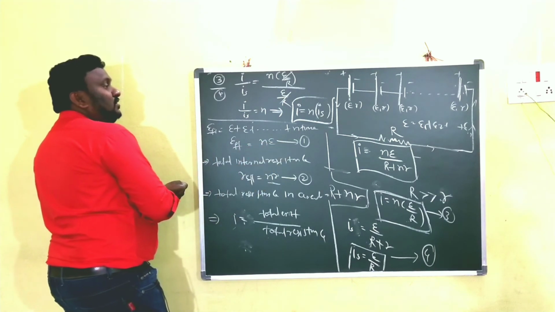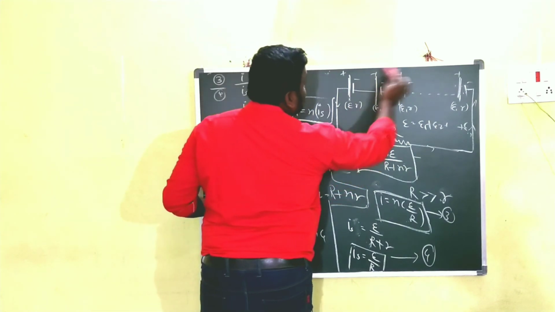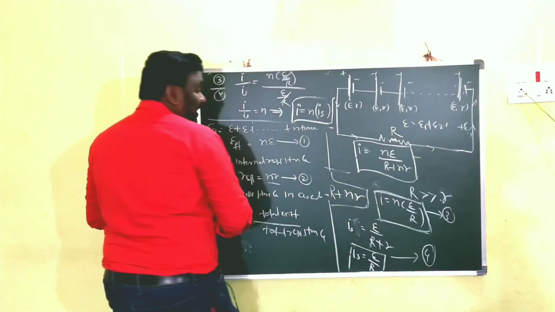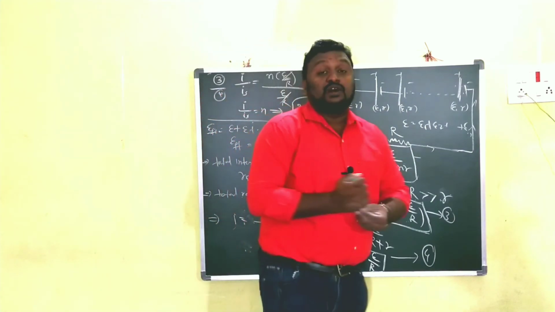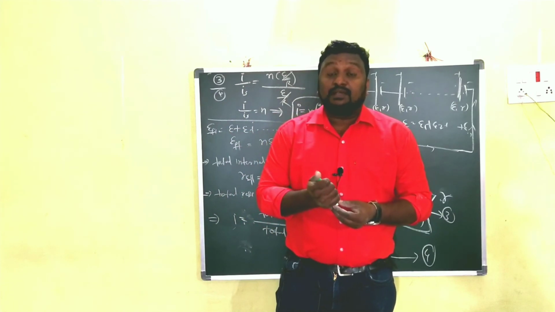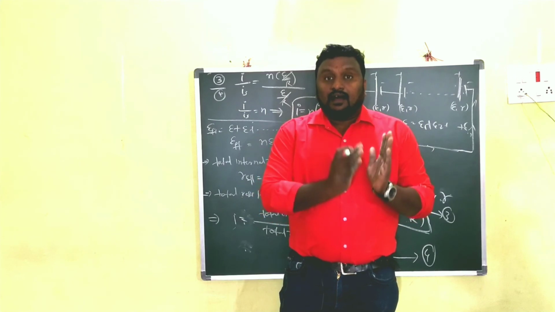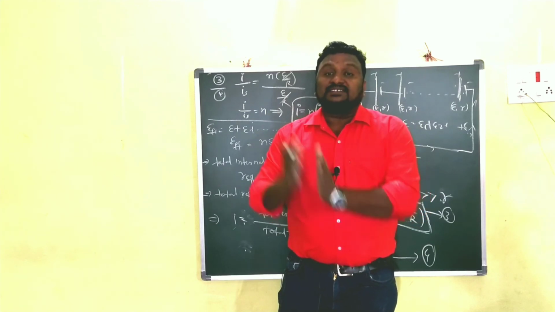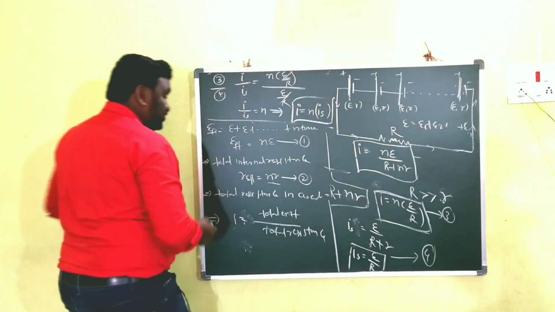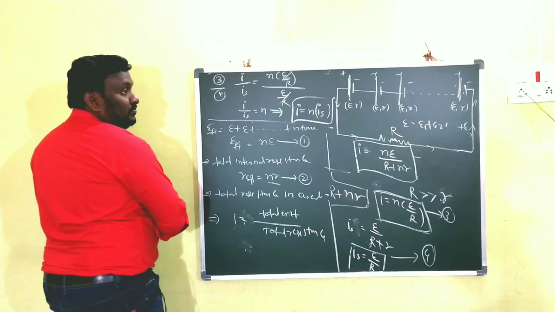In the same manner, we have to find the effective internal resistance of all the cells. All cells are in series combination, so again the formula is r equals r1 plus r2 plus r3 plus and so on up to rn. That's why r effective is equal to r plus r and so on n times. So the total internal resistance is also nr.